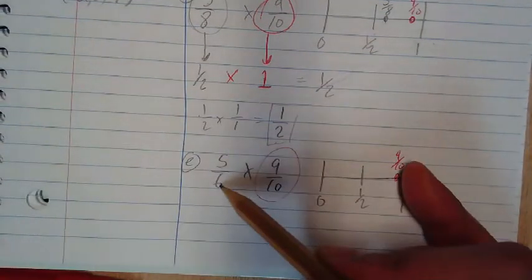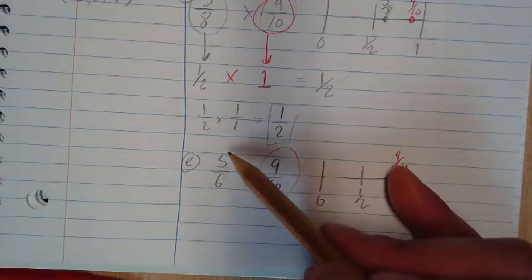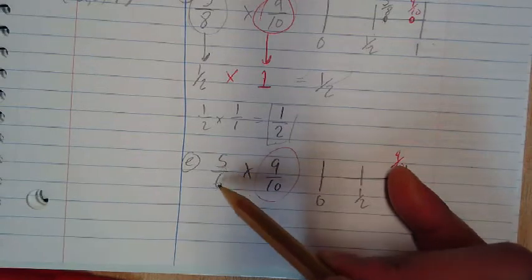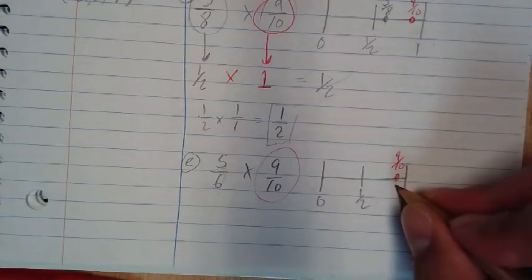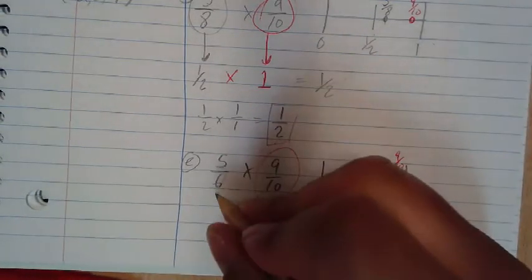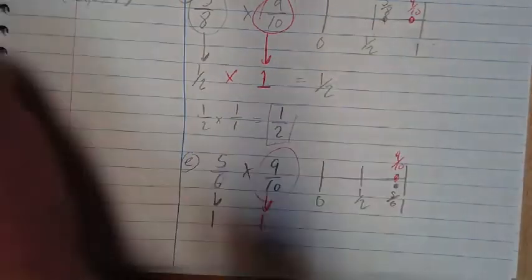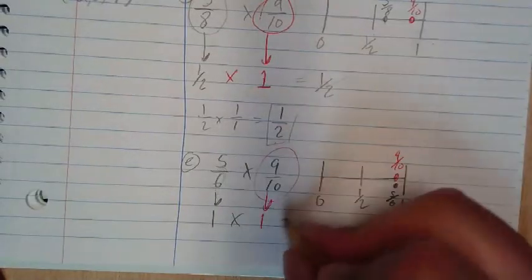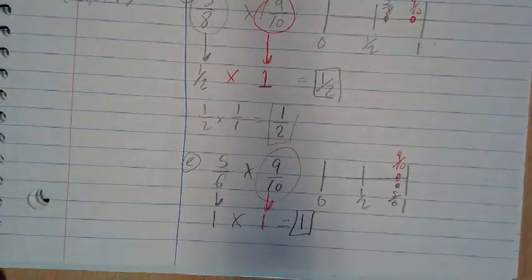5/6. Oh no. The denominator is 6. Half of 6 is 3. The numerator is 5. There's actually 1 away. It's more than half, and it's pretty close to the denominator. So 5/6, I'm going to put it somewhere here. This is pretty close to 1. This is pretty close to 1. What's 1 times 1? 1. Okay. Hope that makes sense. One more to go.